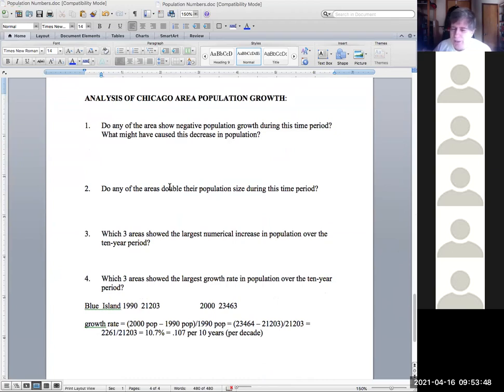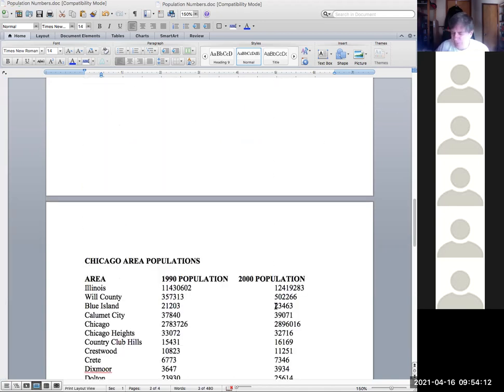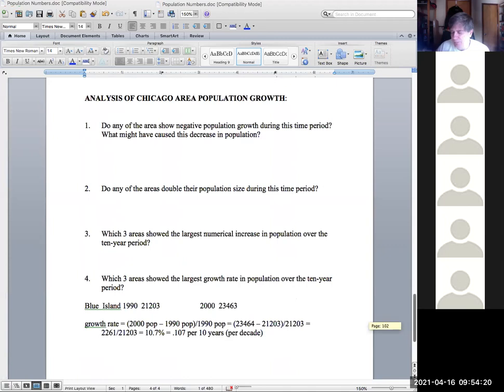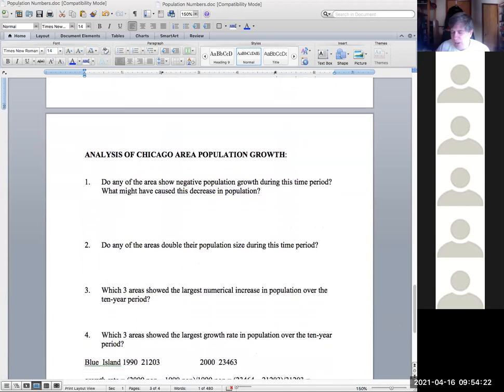Notice 1 and 2 and 3, you don't have to do any calculations. Well, I guess you do. You have to take the 2000 population minus the 1990 to show which ones had the largest numerical increase. So to find the largest numerical increase, you're going to take Chicago in 2000 versus Chicago in 1990, and that will be your answer.